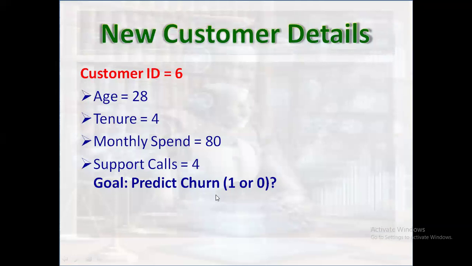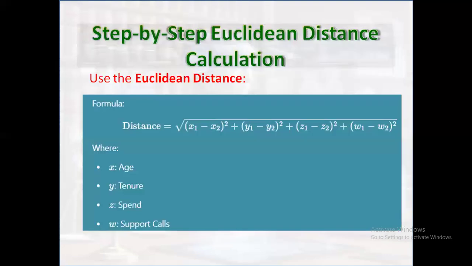So we take the test data: age is 28, tenure is 4 months, monthly spend is $80, support calls are 4, and the goal is to predict whether churn is 1 or not. This we have to predict. So this is the formula.